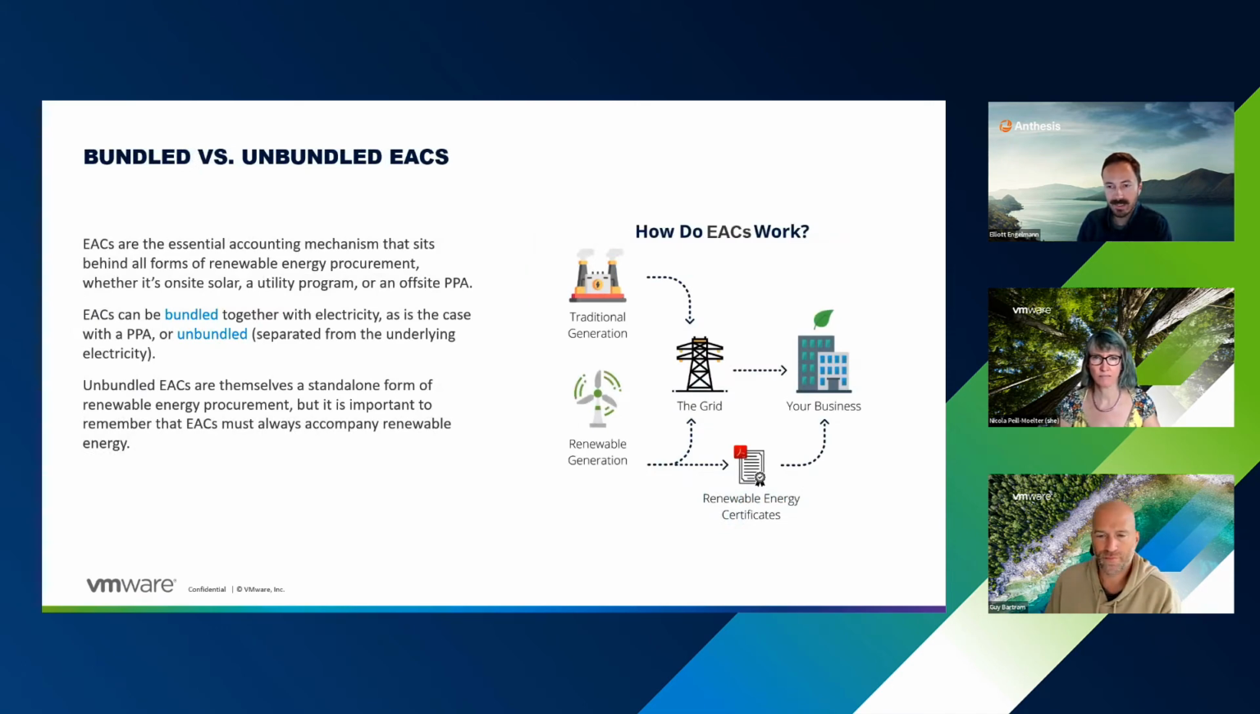Now, EACs can be combined with the electricity that they were generated alongside, or they can be separated and sold separately. So in this industry, we call this bundled or unbundled EACs. A bundled EAC, for example, would be if you have on-site solar on your roof, you are using the electricity, you're using the EAC, and they were generated together, they stay together, you're consuming both at the same time.